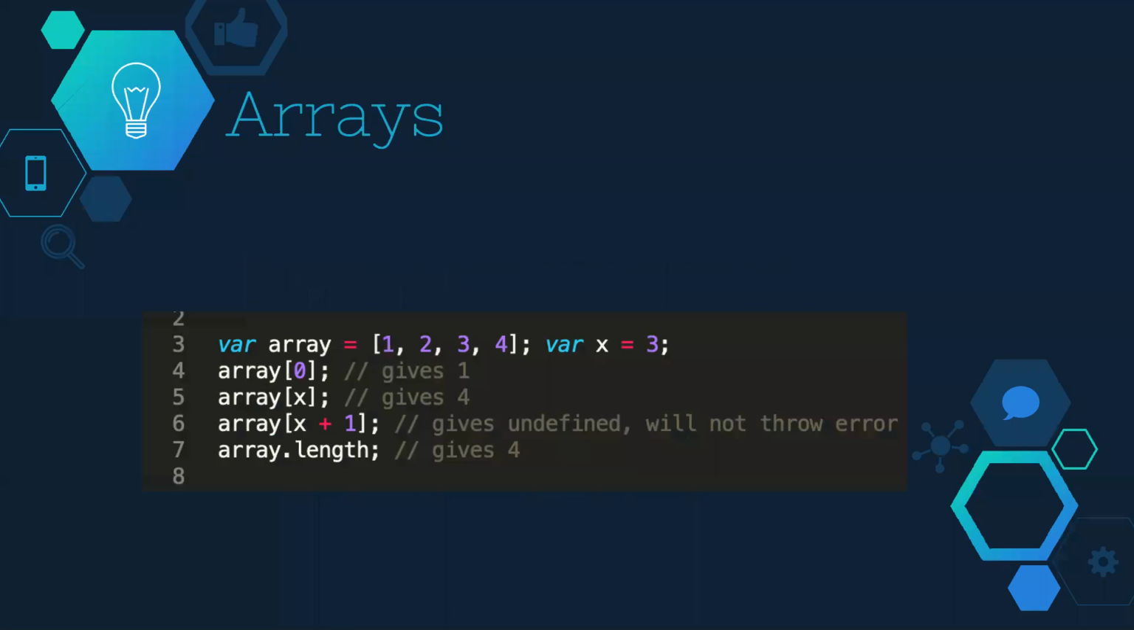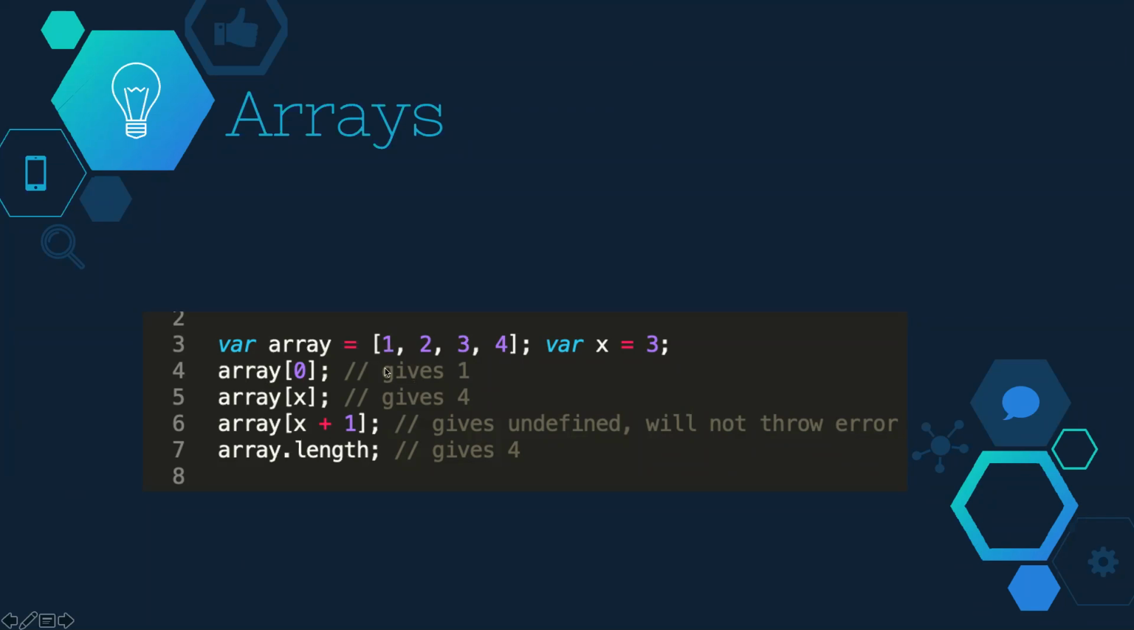So we have this thing called an array. An array in JavaScript is like a list in Python. For example, here we have our array with 1, 2, 3, and 4, and a variable named x, which is 3. Now if we want to get values in an array, you can ask what's the element at index 0. It gives you 1, because 1 is the element at index 0.